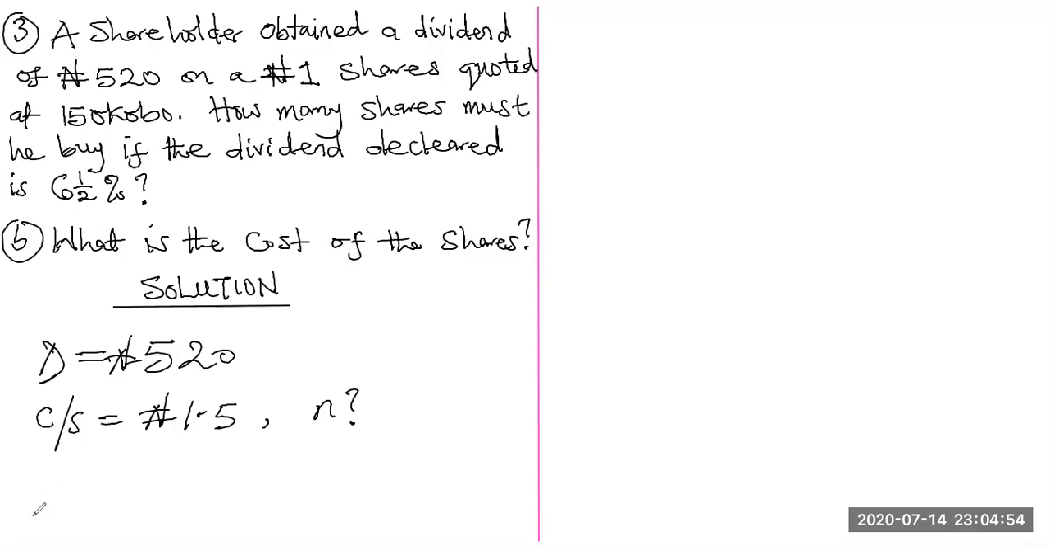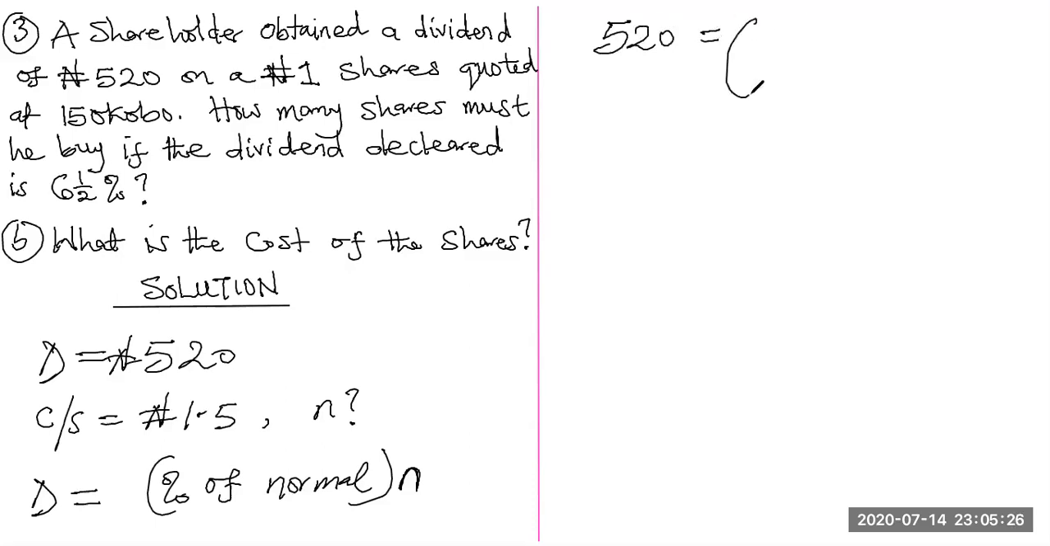What is dividend? Dividend is a percentage of what? The nominal value. And the nominal value is 1 naira, as you can see there. Once you have the nominal value, you multiply by the number of shares you want to buy. That will give you the total dividend. Without this n here, you'll be having the dividend per share. Is that taken? So when you substitute, the total dividend is 520, equal to the nominal value 1, with the percentage 6.5%, which is 13 over 100, multiplied by 1, and n.